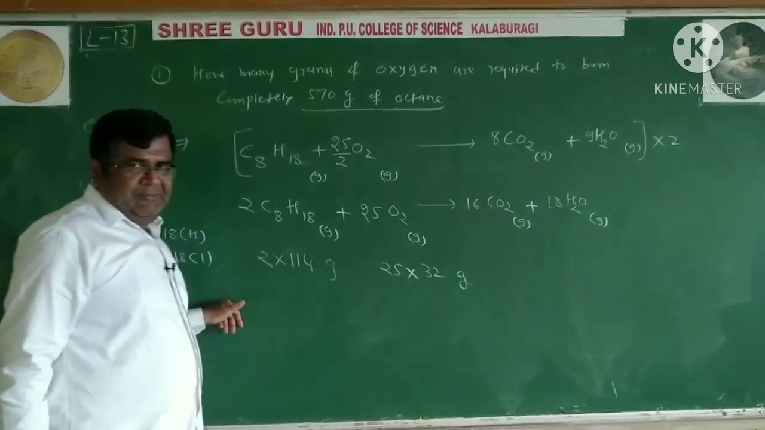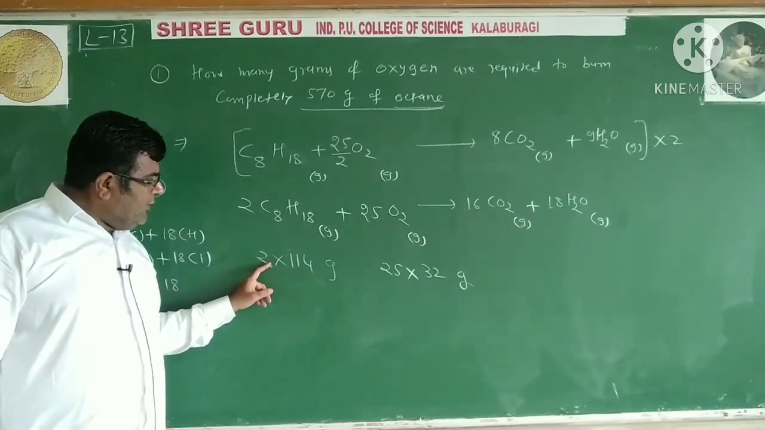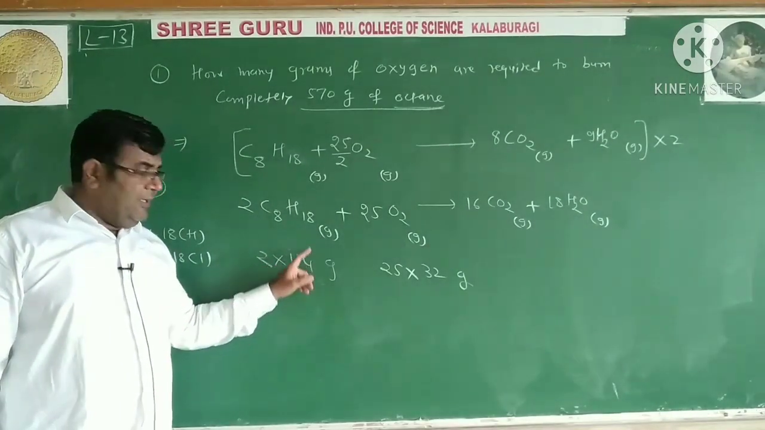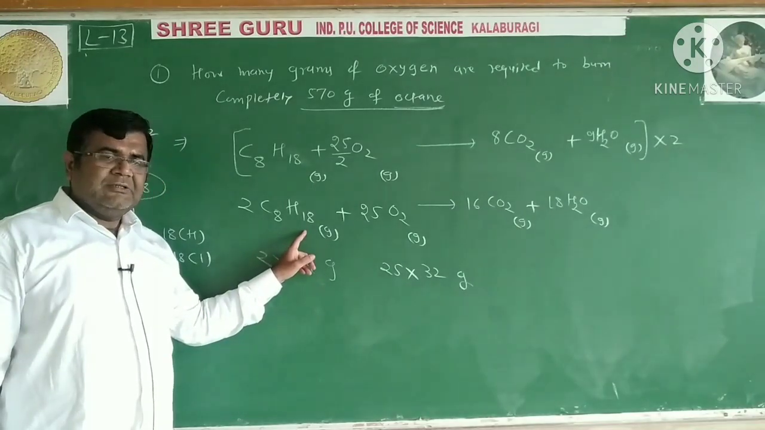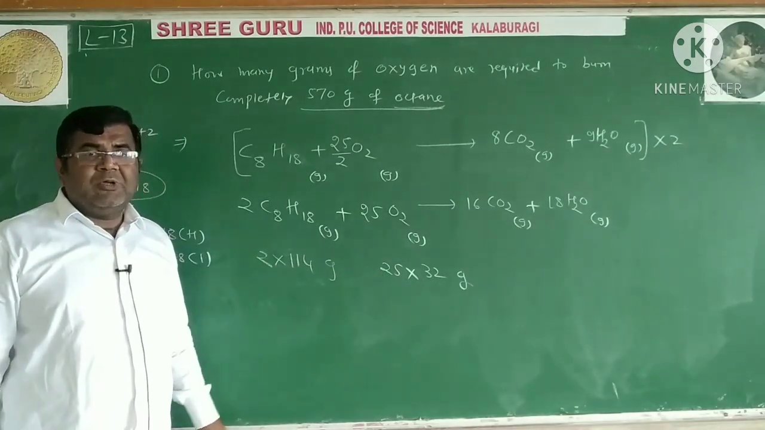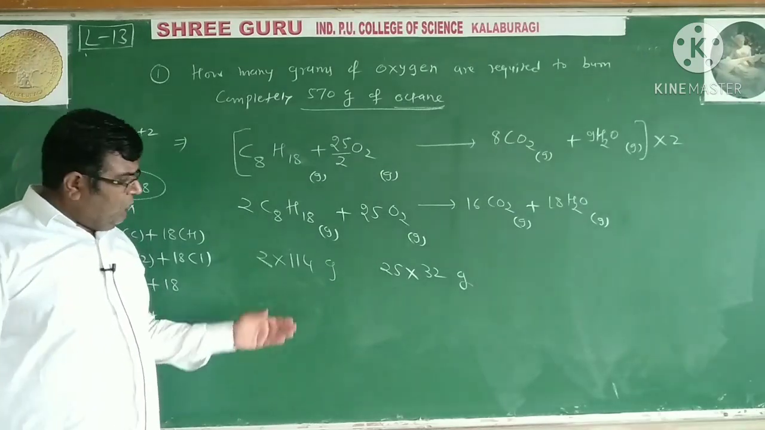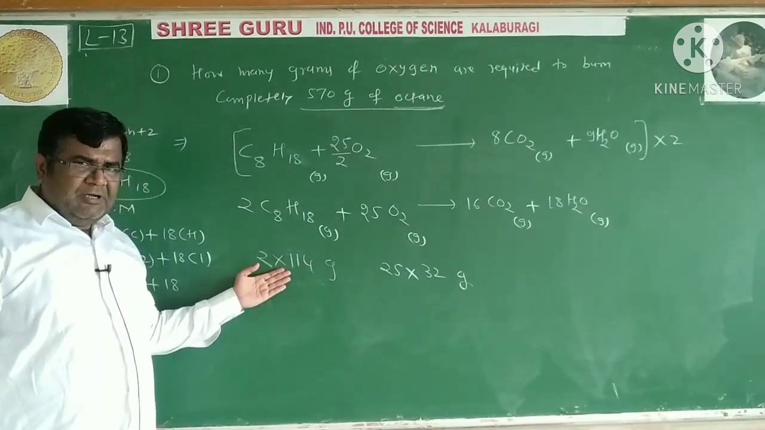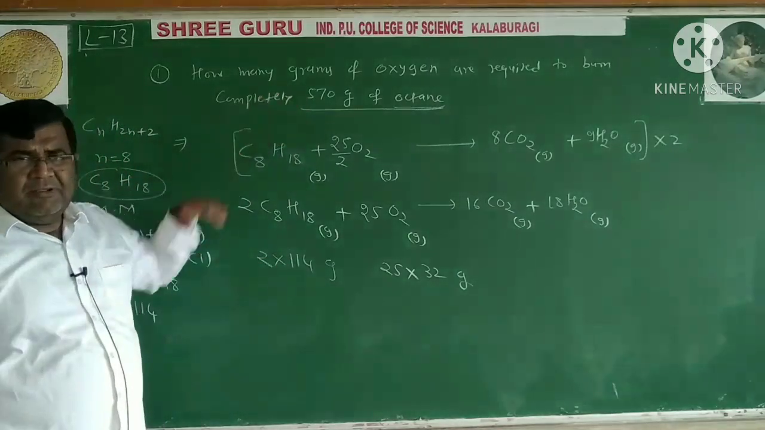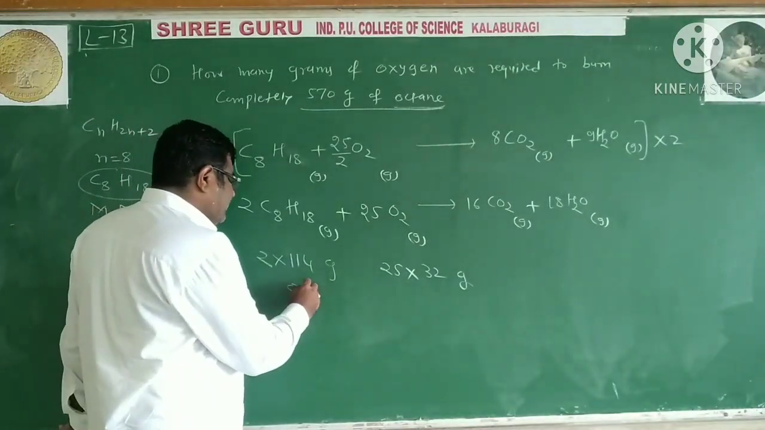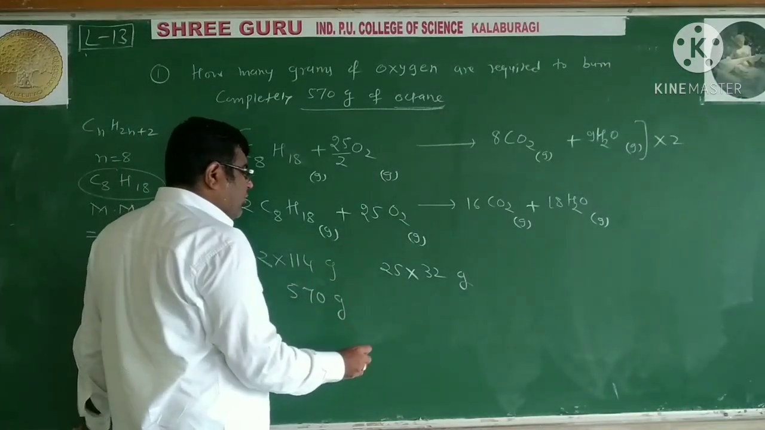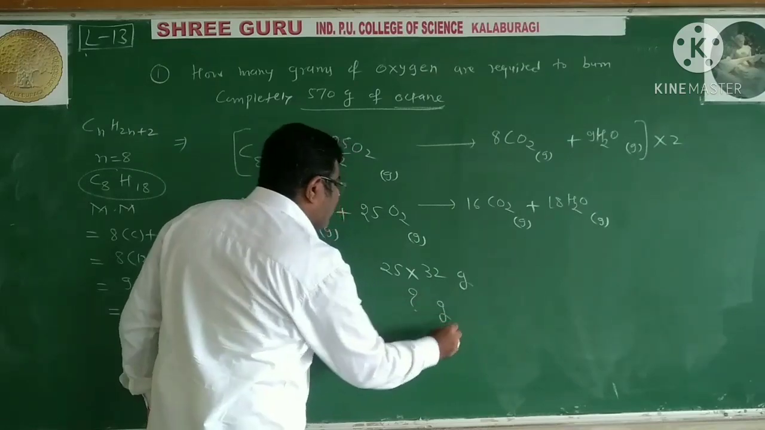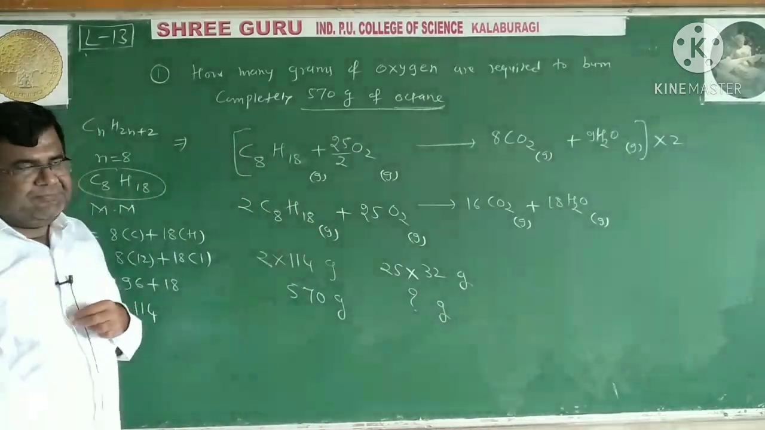Oxygen is required. So 2 into 114 gram octane, if you want to burn, we need 15 into 32 gram of oxygen. We are not burning this much of octane. How much octane is to be burned is given: 570 gram. It requires how much oxygen?